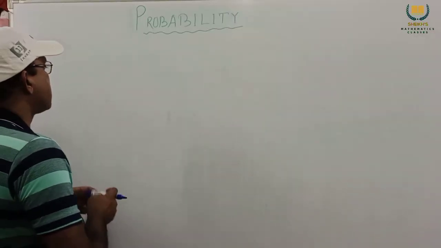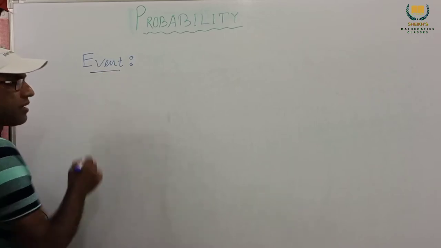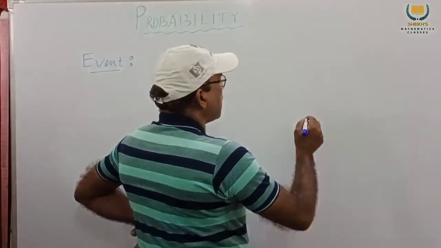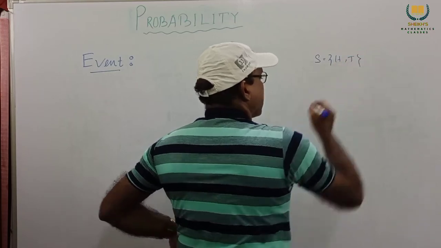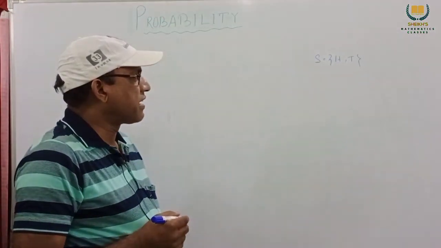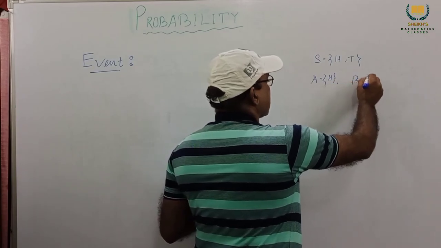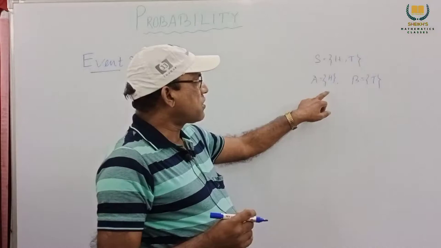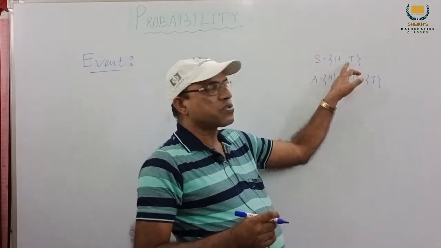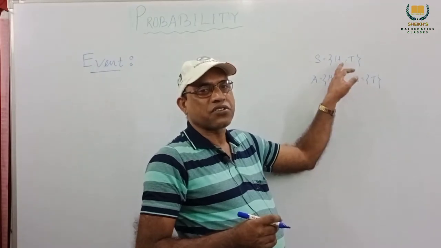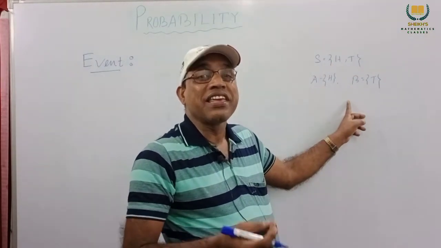Now we consider the next definition, event. Event means, suppose S is a sample space. We consider head and tail. If we toss a coin, we get head and tail. We construct a set, this is A. Another set, this is B. So both are subsets of S. So A is called a subset of S. B is also a subset of S. So that means A and B both are subsets of S. A and B are called events.